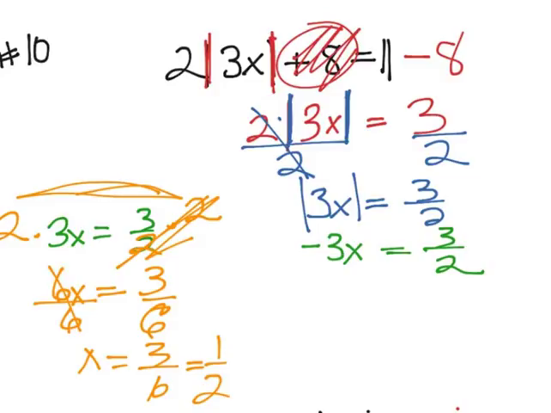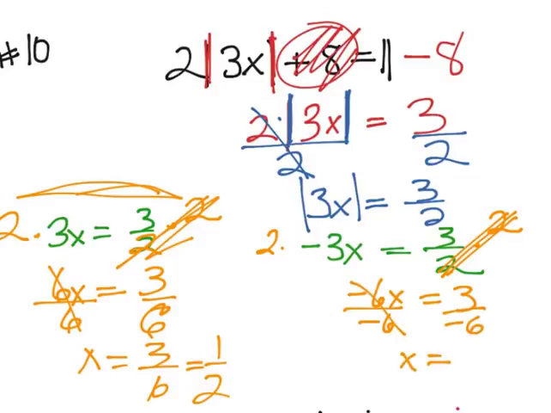All right, so let's go back over here. We have negative 3x equals 3 over 2. I hate fractions. So since we hate fractions, we multiply by the part that we hate, right? And if we do that, it cancels. So this equals 3. And 2 times negative 3x is negative 6x. We're going to divide by negative 6. x equals negative 3 over 6, or negative 1 over 2.